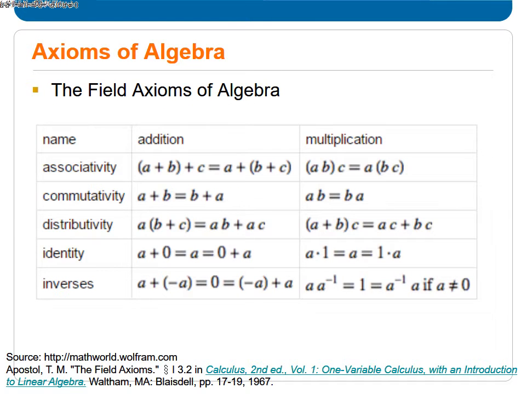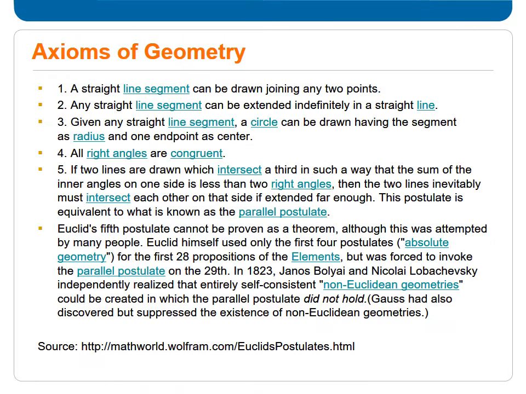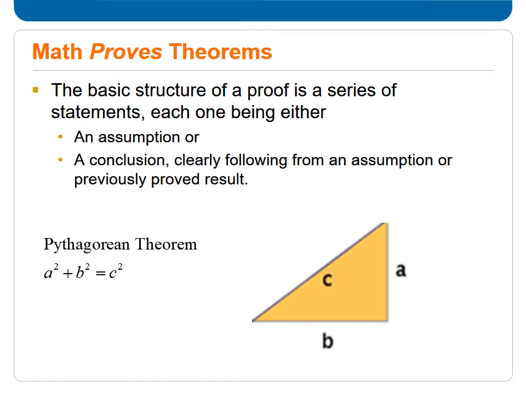For example, here are the field axioms of algebra. And here are the axioms of geometry. Remember learning that a straight line segment can be drawn between any 2 points? These are the geometry rules you learned in school. You learned the rules, and then you learned how to prove things using the rules. Mathematicians prove things. The basic structure of a proof is a series of statements, each one being either an assumption or a conclusion that clearly and logically follows from an assumption or a previously proven result.